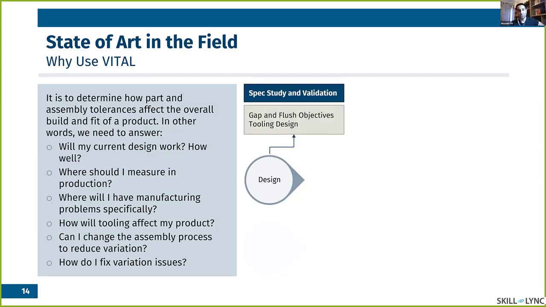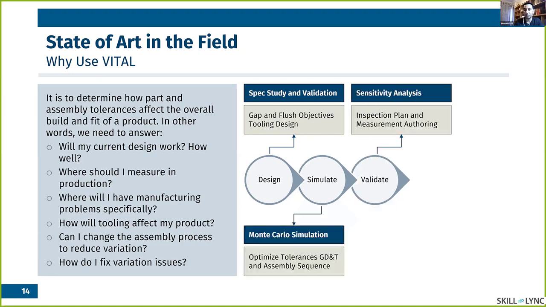In the procedure of Vital, first we would have the design, gap and flushness objectives, and tooling design. Then we would simulate by using a Monte Carlo simulation method. Then we would validate by the concept of sensitivity analysis. After that, we would redesign and study the what-if scenarios, and finally, we would produce the vehicle.